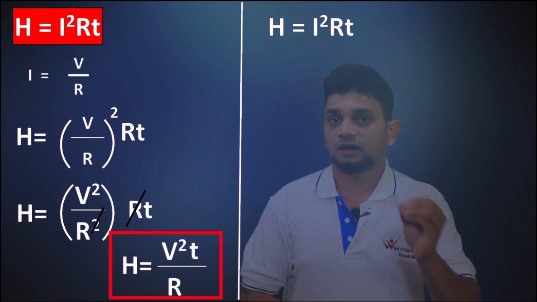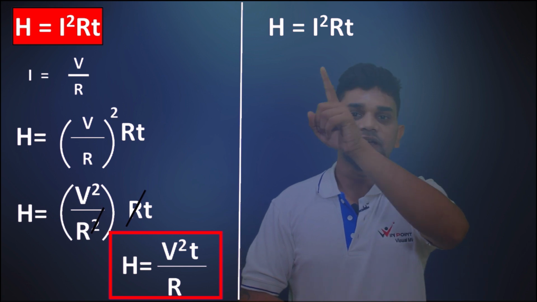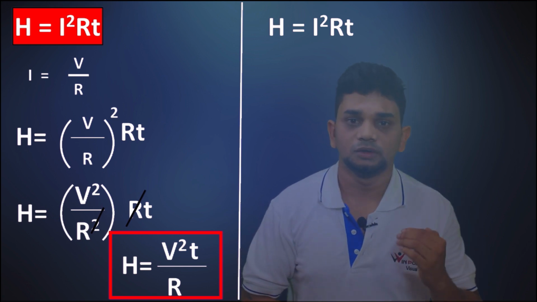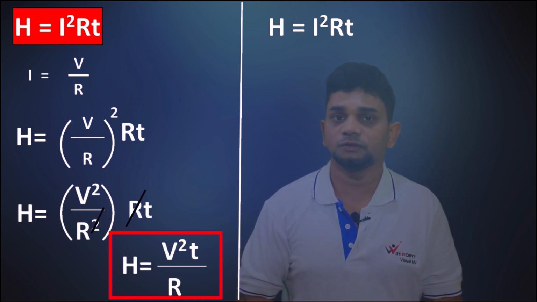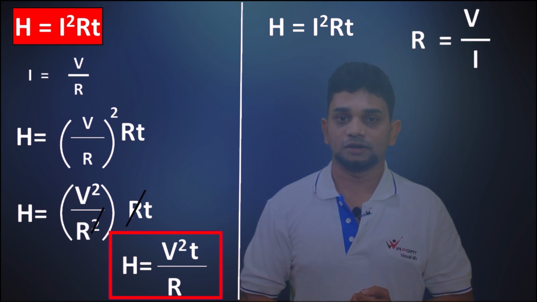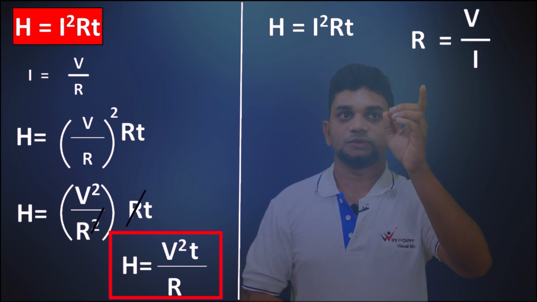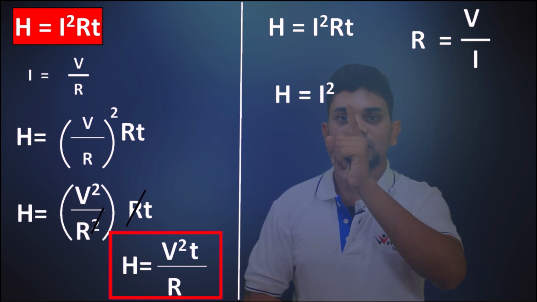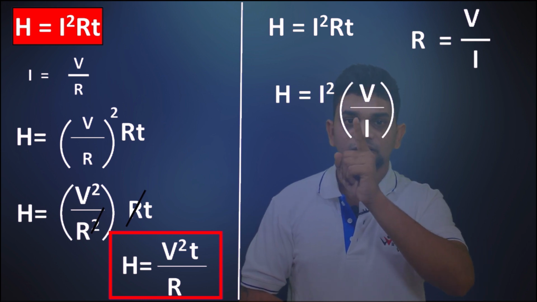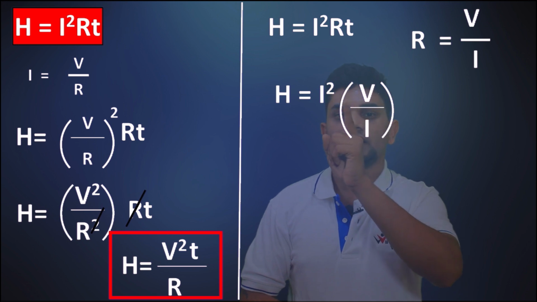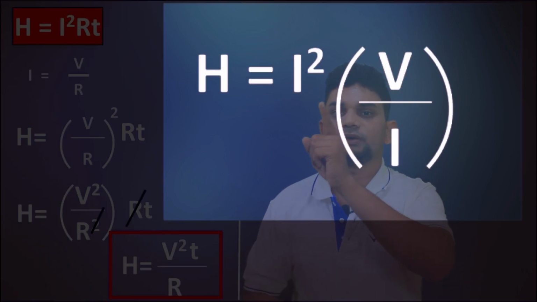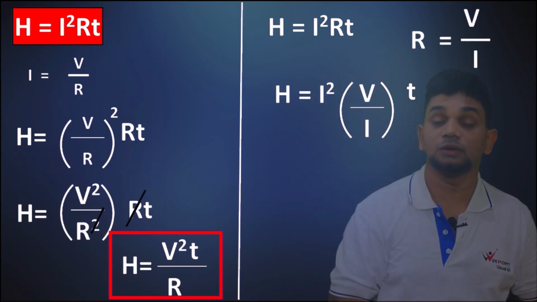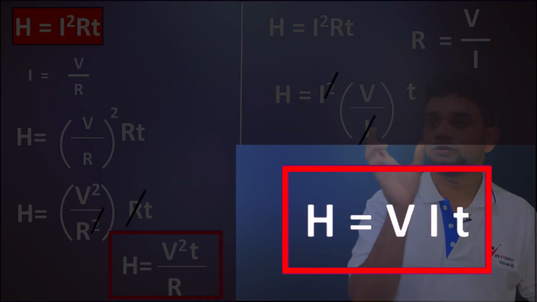Now instead of this R, we are going to substitute another equation. What is the equation for R according to Ohm's law? R equal to V by I. So we are going to substitute that value here. It will be H equal to I square into, instead of R we are giving V by I. So H equal to I square into V by I into T. The I square and I will cancel each other. It will be H equal to VIT.